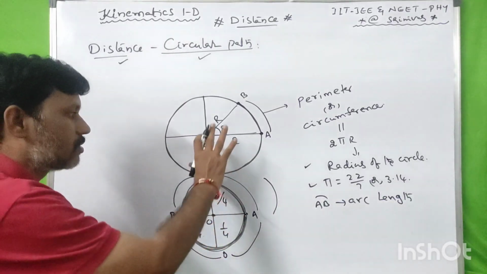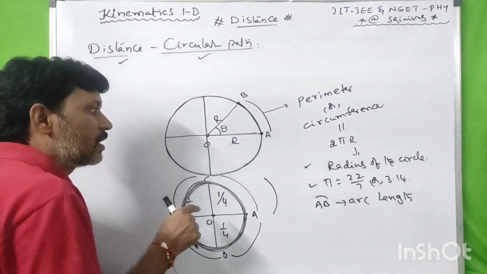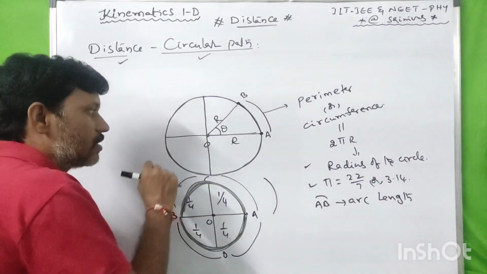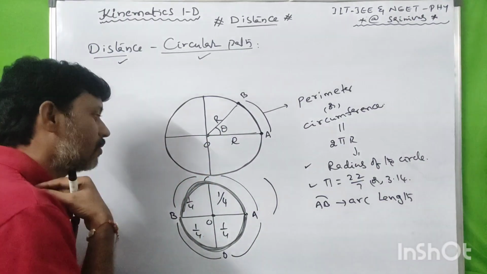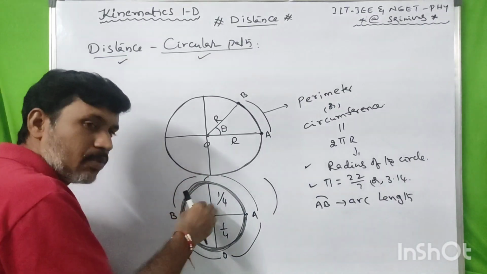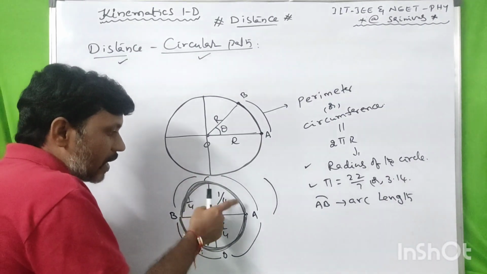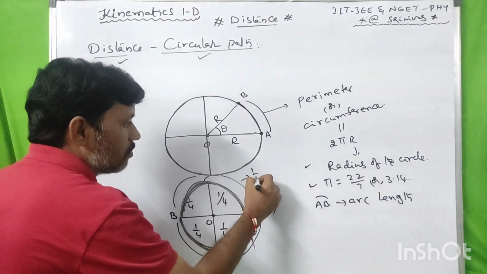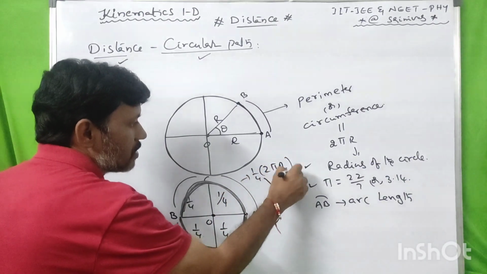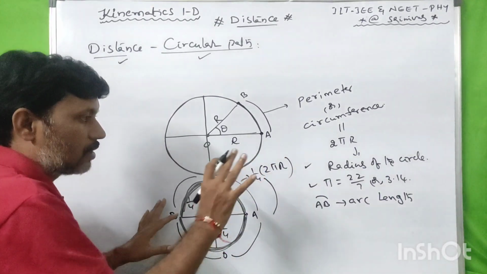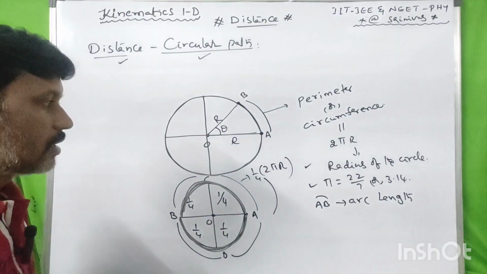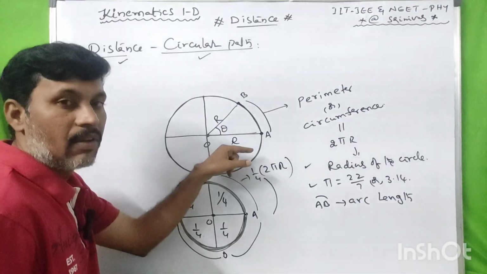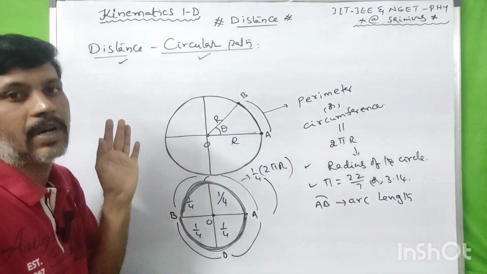These are the basic terms about the circle. In a circle there is a radius, an arc, a center, and an angle, and it can be divided into four equal parts. Each part's arc length is 1/4 of the total circumference. Okay, this is the basic knowledge about the circle. Right now, let us go to how to find the distance when a particle moves in a circular path.